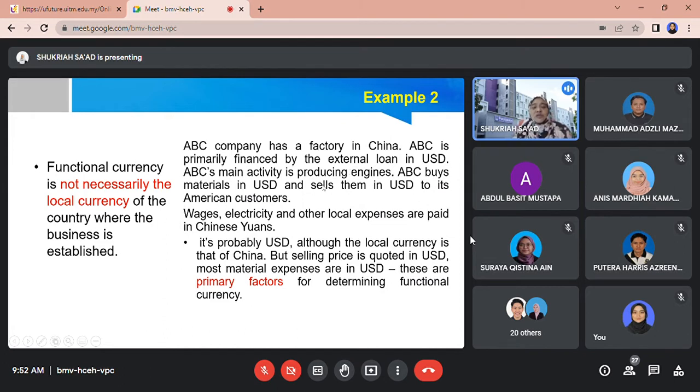Okay, so tengok yang priority, primary indicators, ada sales dekat US dollar. Okay, using US dollar currency. So maknanya dia punya functional currency will be US dollar. Walaupun cost dibayar dalam bentuk yuan, sebab cost dah item yang ketiga. Okay. Yang satu dua adalah sales ataupun buy.